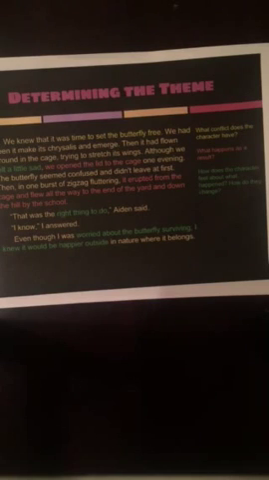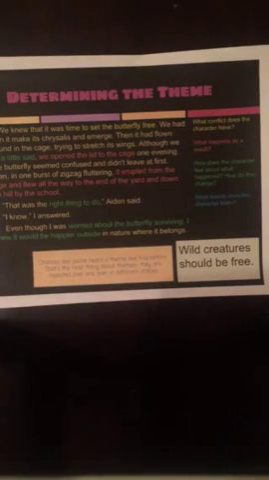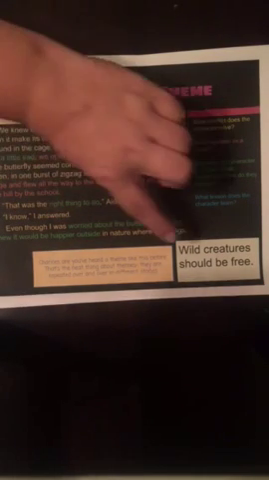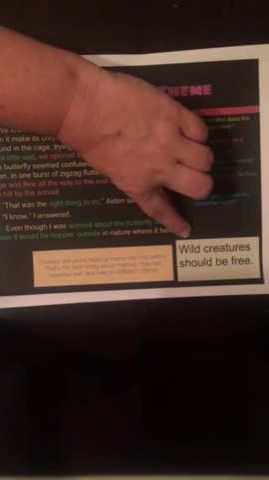So again, we're gathering textual evidence. We're asking ourselves these questions as we read the story to help us determine the theme. The last question we want to ask ourselves is, what lesson does the character learn? And here we can see that the lesson learned is wild creatures should be free.